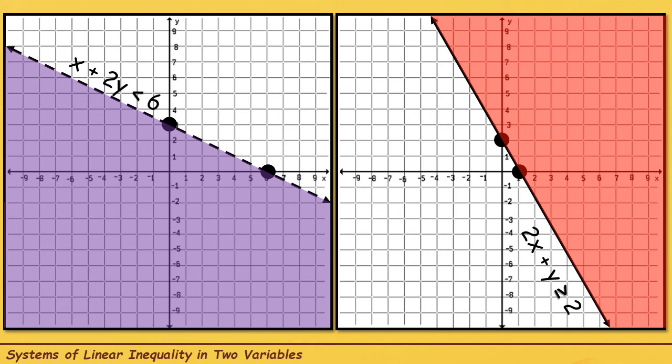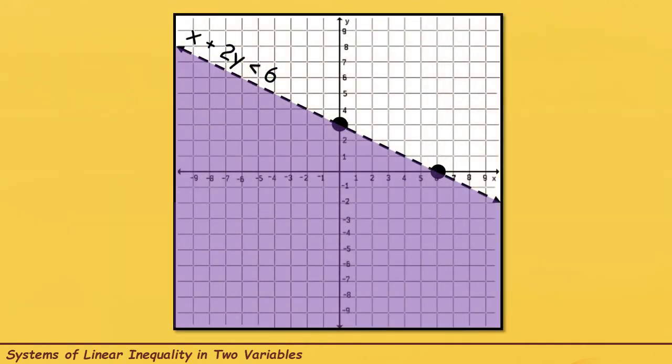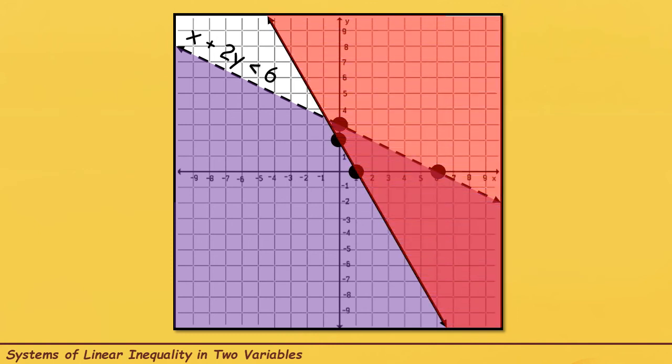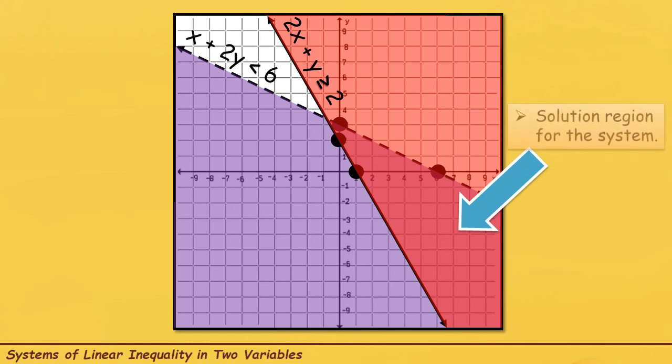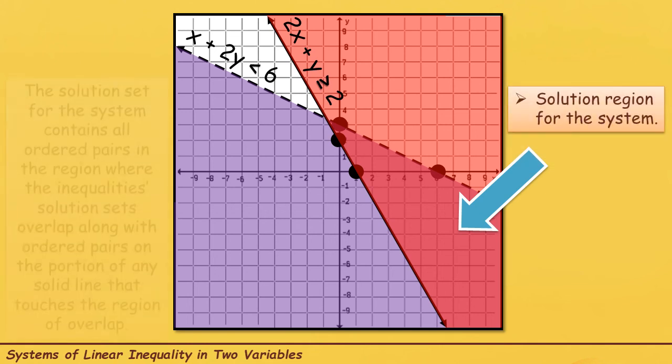So let us try to combine the two graphs of the two linear inequalities. So this is the graph of the first linear inequality, x plus 2y is less than 6. Isama naman natin ngayon yung graph ng second linear inequality. So this is the graph of the second linear inequality, 2x plus y is greater than or equal to 2. Ang graph ng dalawang linear inequalities ay magkasama sa iisang Cartesian plane. Kung mapapansin natin, ang dalawang graph ng linear inequalities ay nag-overlap dito sa part na ito. This is the solution region for the system.